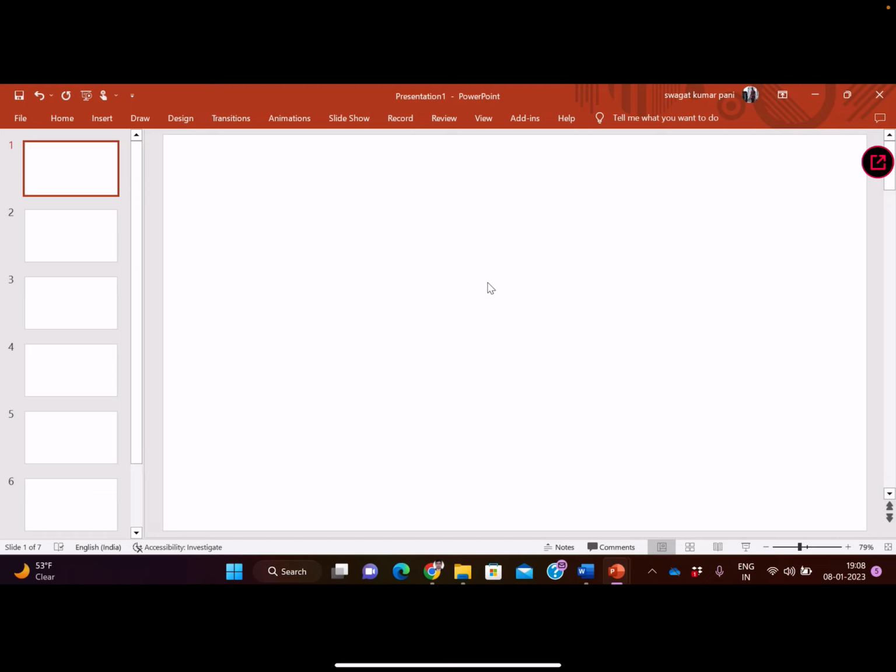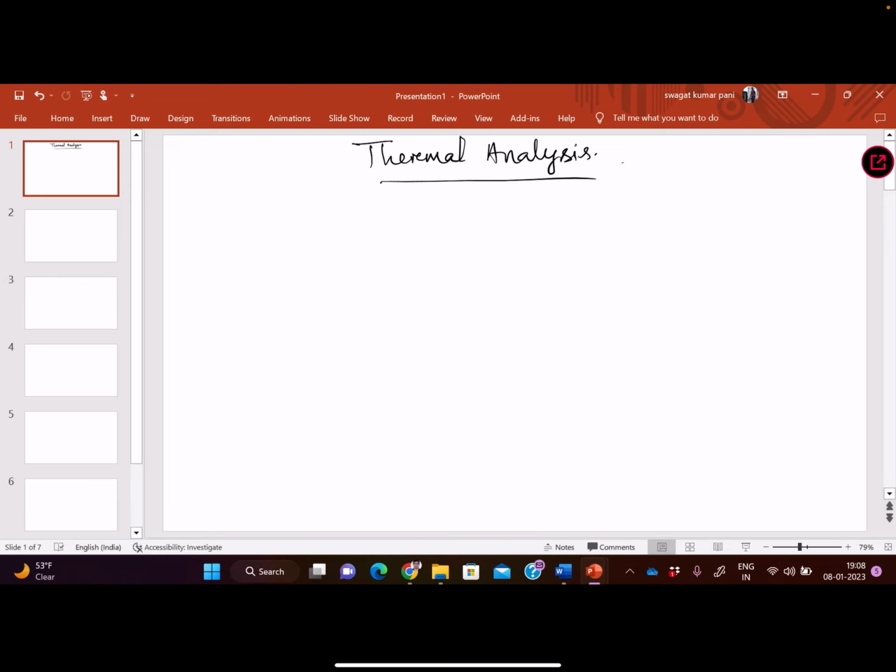Okay, so today I will discuss some part of material characterization. I'll start with thermal analysis. X-ray diffraction, I have previously taught two or three times. If you need, I can discuss it again, but first let's see this. Then I will discuss some concepts about SEM. Then we'll see.